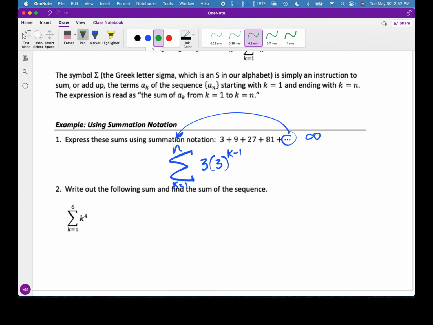This is just asking us to write out what this actually means. So we're going to start at k equals 1. So I'm going to do 1 to the 4th. So I'm just plugging it into the rule and then adding that. And I'm going to add all the way up until k equals 6. So 2 to the 4th, 3 to the 4th, 4 to the 4th, 5 to the 4th, and 6 to the 4th. And then I'll leave you to be able to add those up because I didn't make an answer key. So yeah, I guess drop a comment if I mess something up.